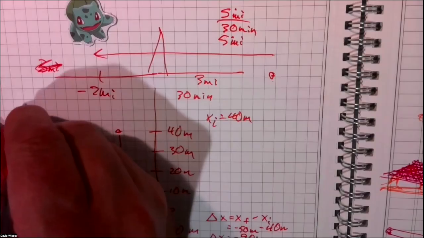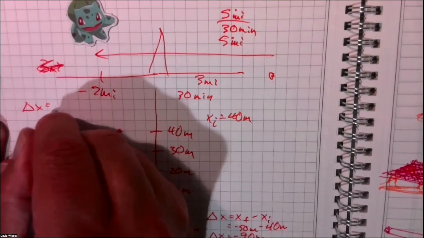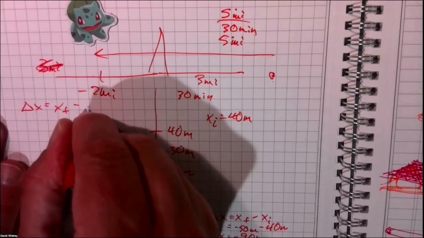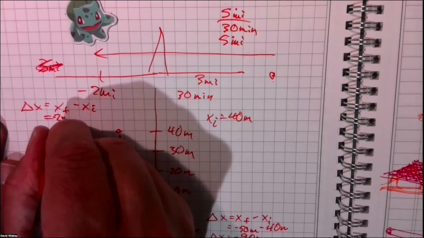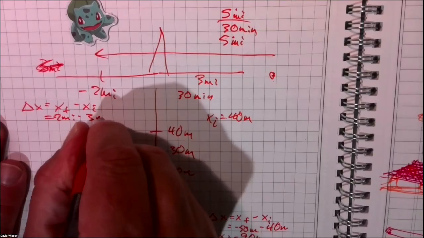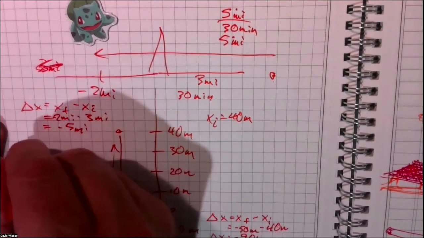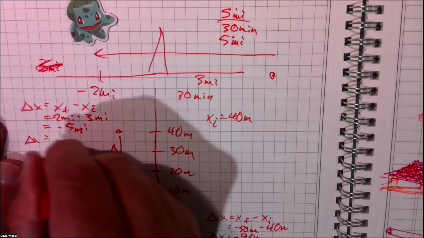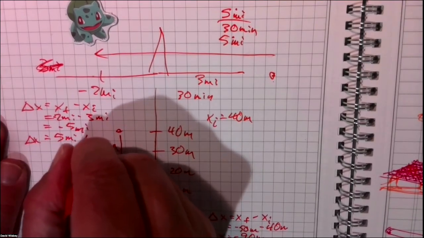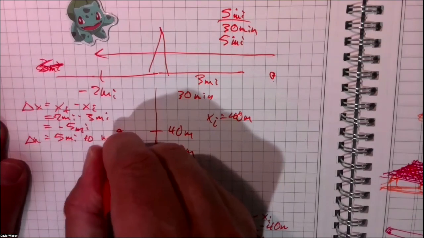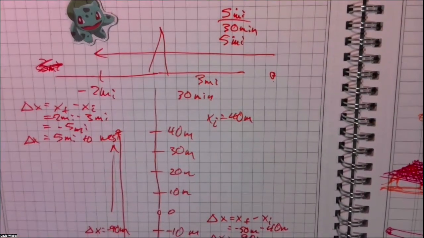And so, yes, our displacement here is going to be x of f minus xi. And then, of course, this is minus 2 miles minus 3 miles. And so our displacement is minus 5 miles. Or we could say the displacement is 5 miles to the west. All right, we did that one.